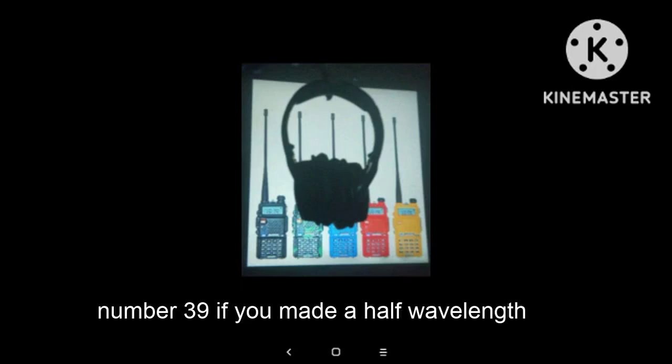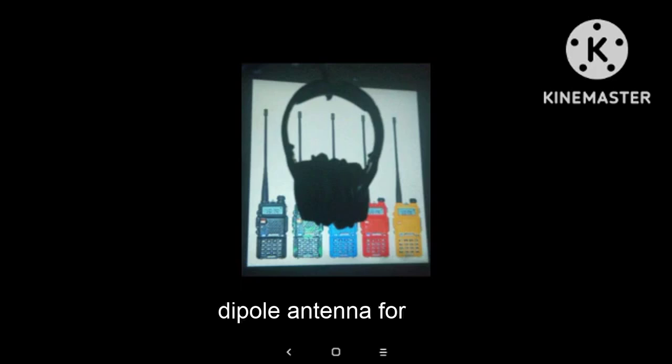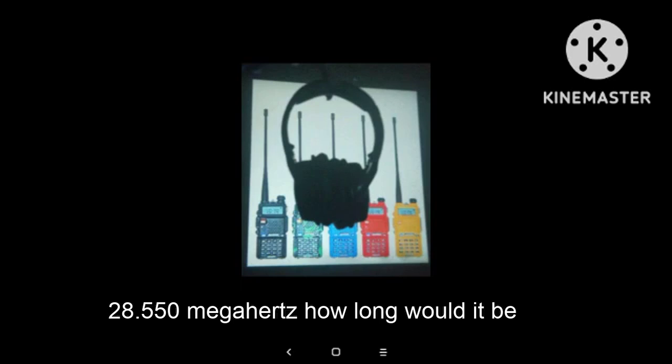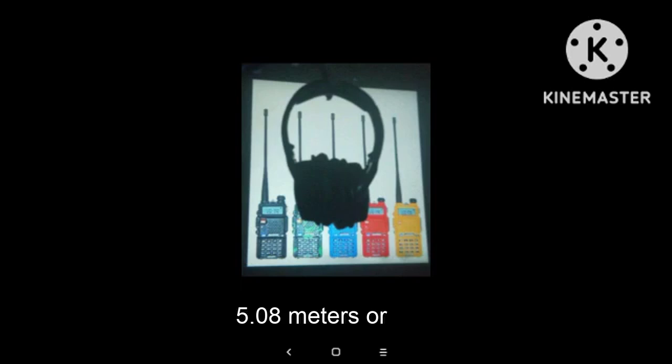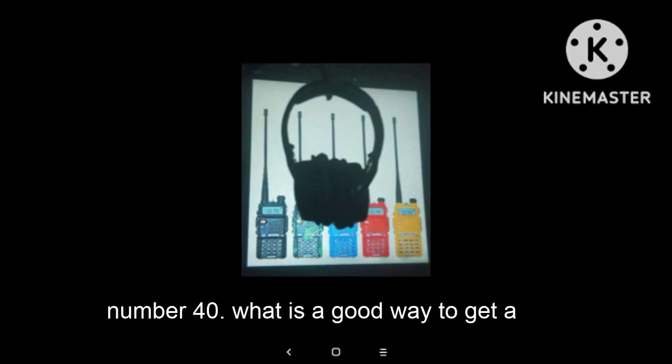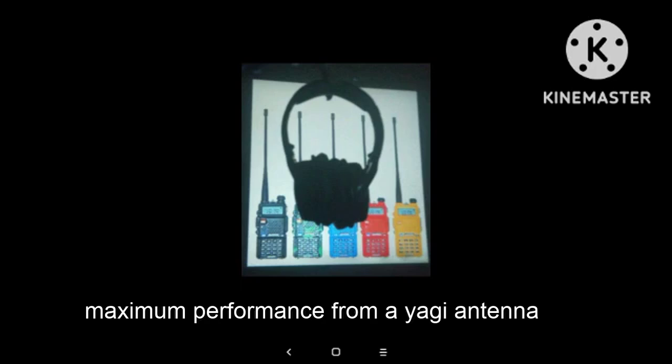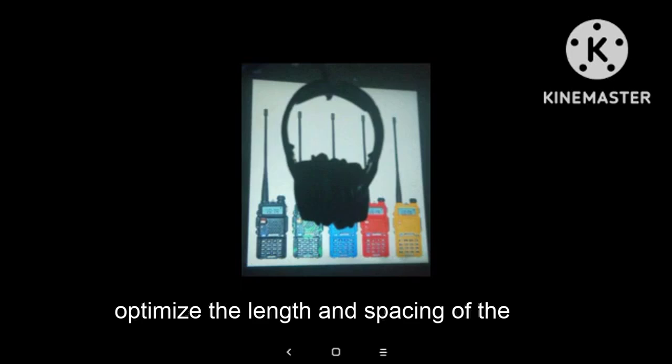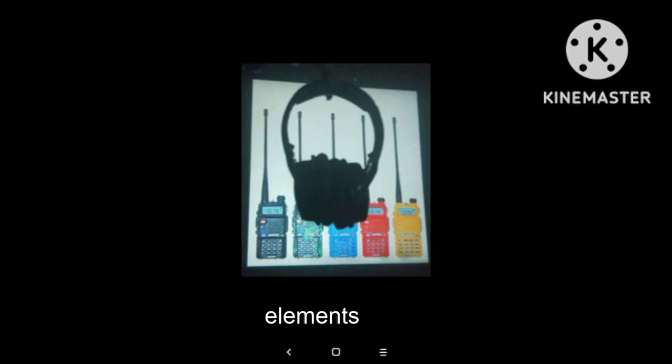Number 39. If you made a half-wavelength dipole antenna for 28.550 megahertz, how long would it be? 5.08 meters or 16.62 feet. Number 40. What is a good way to get a maximum performance from a Yagi antenna? Optimize the length and spacing of the elements.